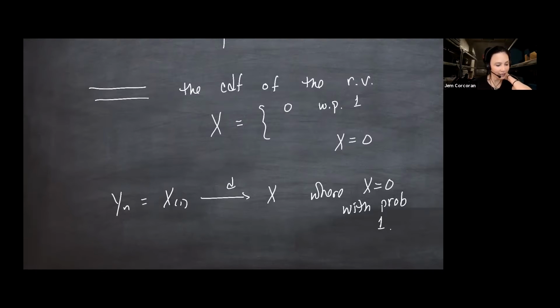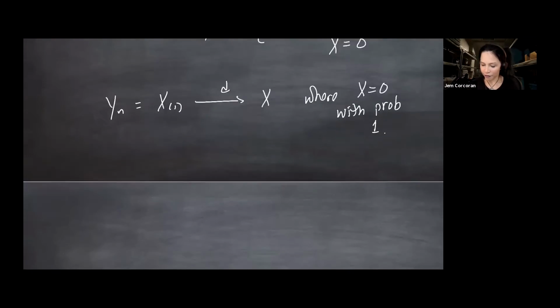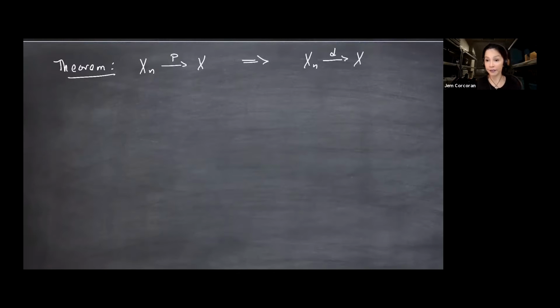All right. Okay, so let's prove some things. I said last time that convergence in probability was stronger than convergence in distribution. So I've got a theorem for you that states that more formally. If Xn converges in probability to X, this implies that Xn converges in distribution to X.